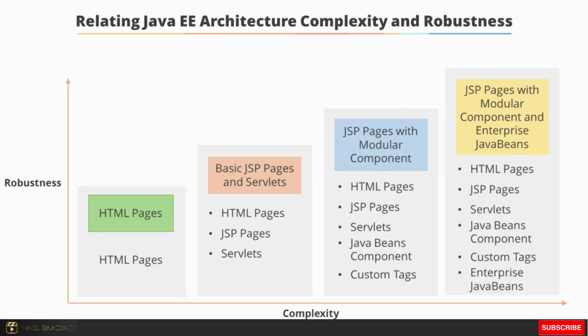So here you see that there is a scale going from left to right which manages complexity, and a scale going from the bottom to top which looks at robustness. I can develop an application and host it on the server side purely in HTML. In that case, you cannot really create very complex apps, and it's not very robust as well.